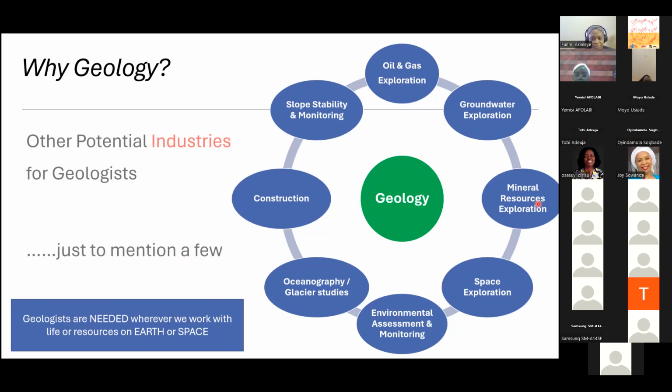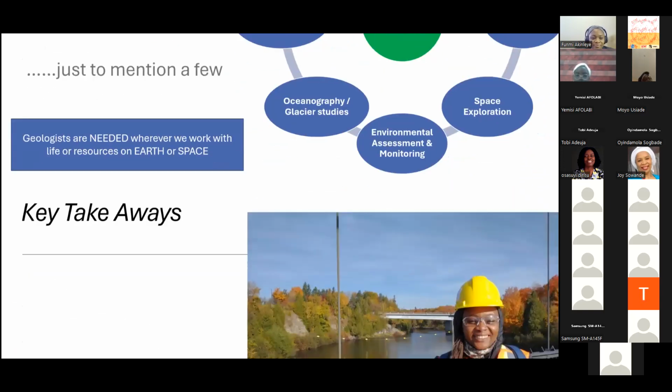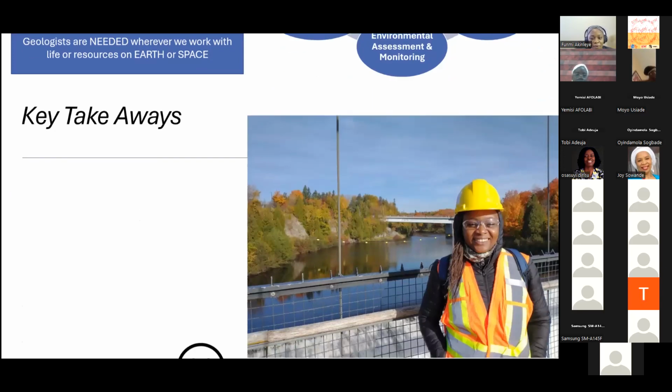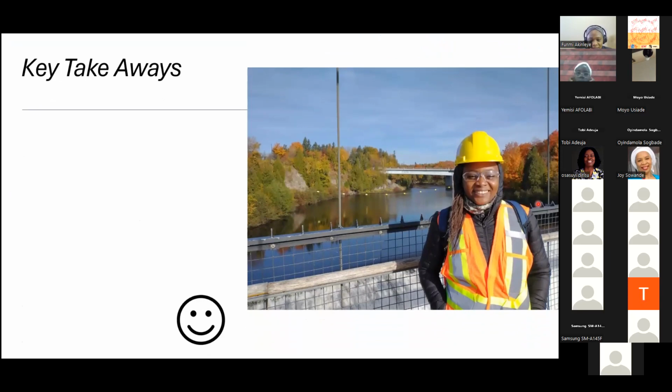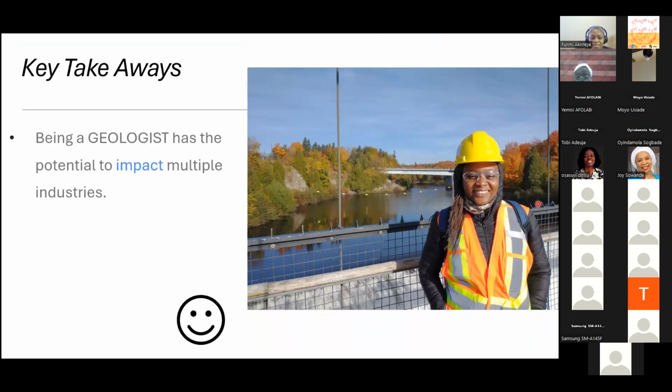This is just to mention a few. So key takeaways from this presentation, I would say, is being a geologist has the potential to impact multiple industries. Yes, you can specialize in one, but geology kind of opens the way for you to be able to have an impact in more than one industry throughout your career.